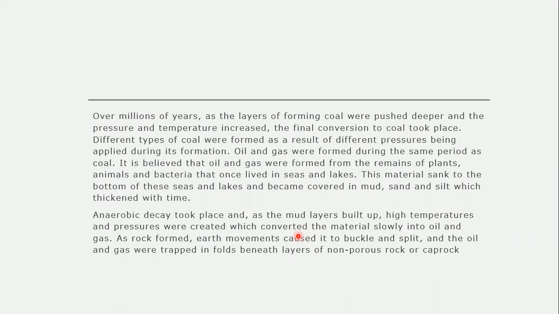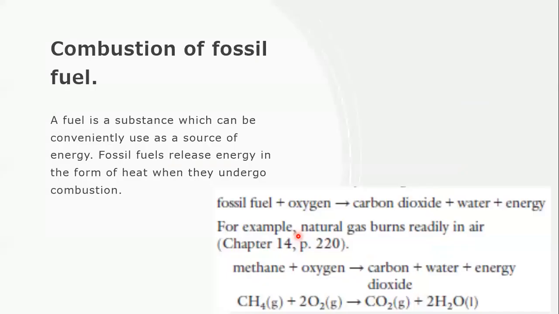So then we have oil and gas. Oil and gas both formed in a similar way. Generally, we believe oil and gas are also formed from the remains of plants and animals that once lived in seas and lakes, right? So a similar process happened: the material sank to the bottom of the sea, became covered in mud, and then it kept on getting buried down and down and down. So that is how you actually get your fossil fuel. Any confusion so far?